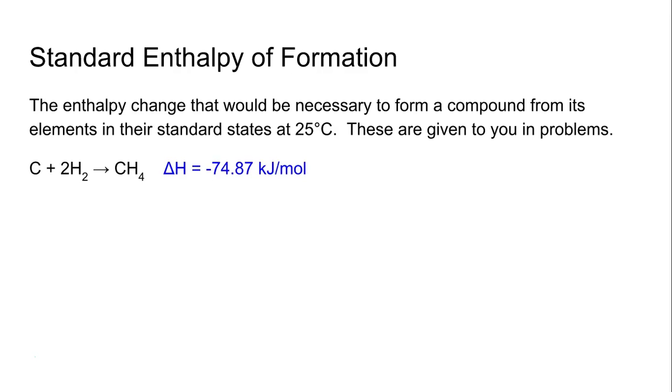For example, if I were to make a mole of methane from standard carbon and standard hydrogen, the change in enthalpy would be negative 74.87 kilojoules per mole. So if I were to make 2 moles of methane, that delta H would be double. Another example would be water. If I were to make 1 mole of water from hydrogen and oxygen, the 2 standard elements, if you will, the delta H is negative 285.8 kilojoules per mole.